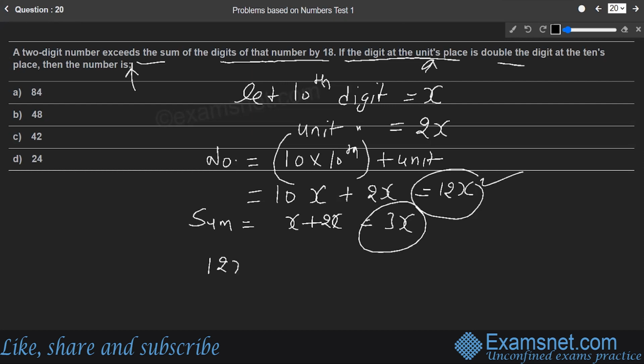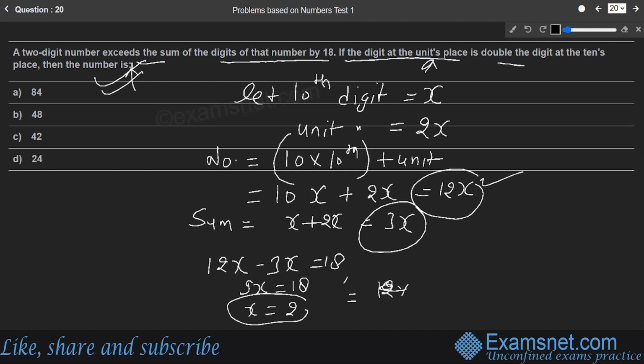So clearly we can write 12x minus 3x is going to be 18, which gives us 9x as 18, which gives us x value as 2. Using the x value as 2, we are supposed to find the number. The number was nothing but 12x. So the number simply becomes 12 into 2, that is nothing but 24, the number that they were looking for. Option number D is the right answer.